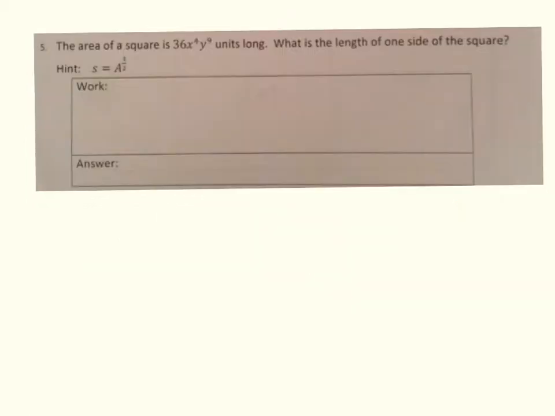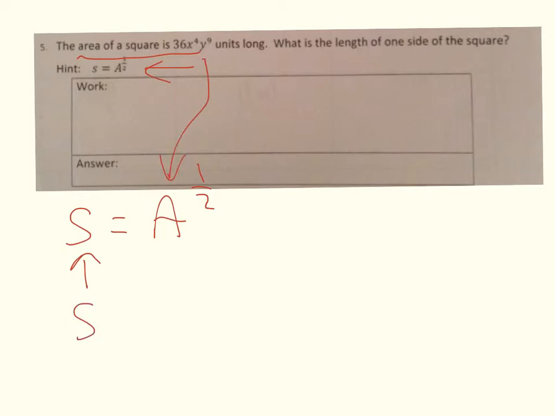All right, I'll give you a little hint on this one. It says the area of a square, and we're going to use this formula. So if I use that formula, A is A to the 1/2. So if we want to find a side, we're going to simply plug in this area right there. So I get S is equal to 36 x to the 4th.